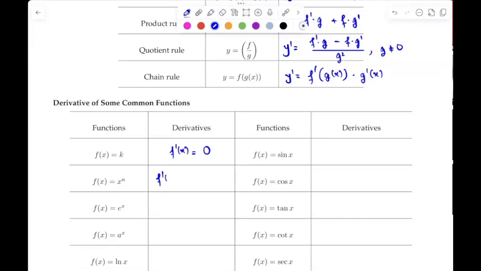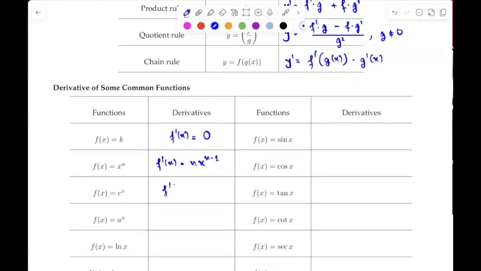Now you have a power function, x to the power n, for n a real number. You have f prime of x equal to n times x to the power n minus 1. Okay. You have exponential functions. f prime of e to the x is just equal to e to the x, where e is an irrational number equal to 2.71, something like that. Now, if the base is anything different from e, then you have f of x equal to a to the x, which is also an exponential function. f prime of x is equal to a to the x times ln of a.